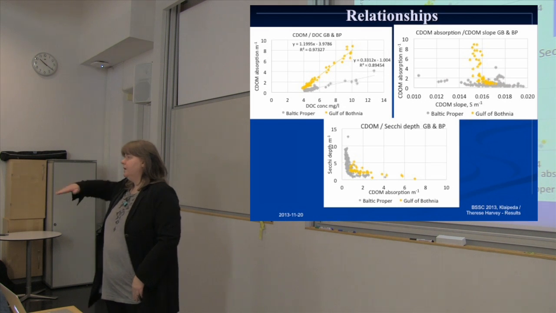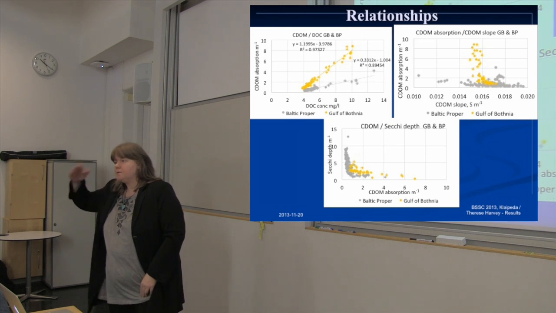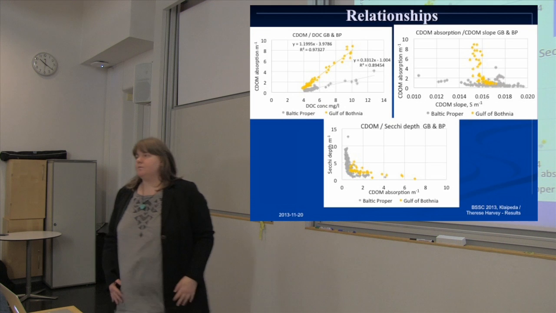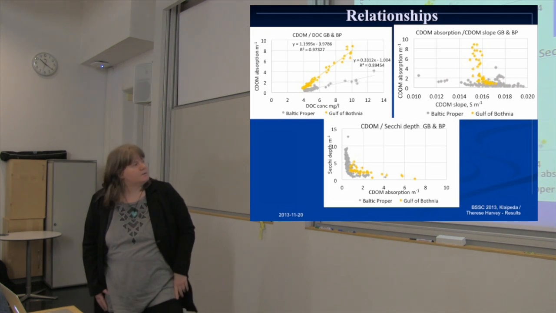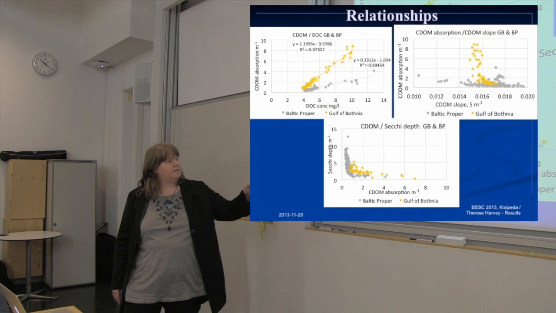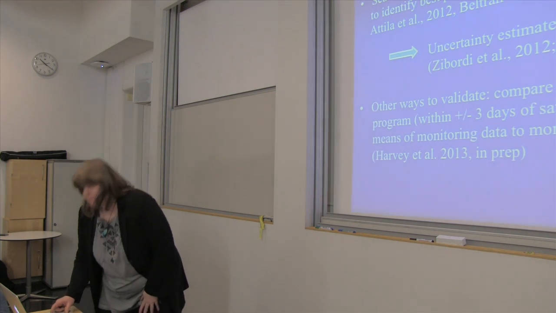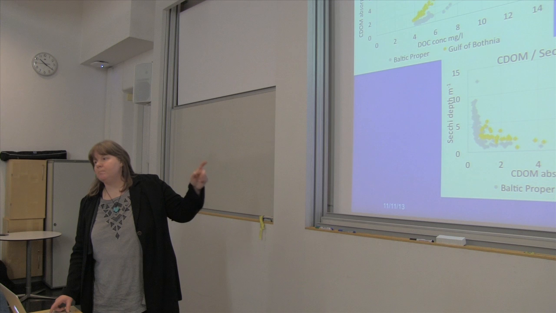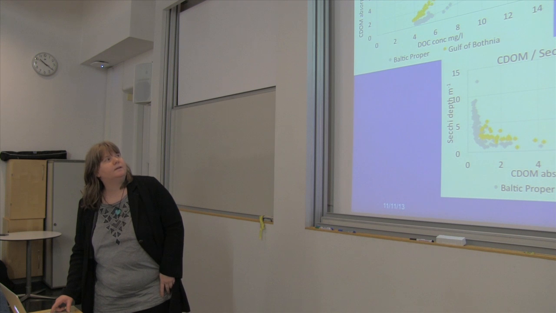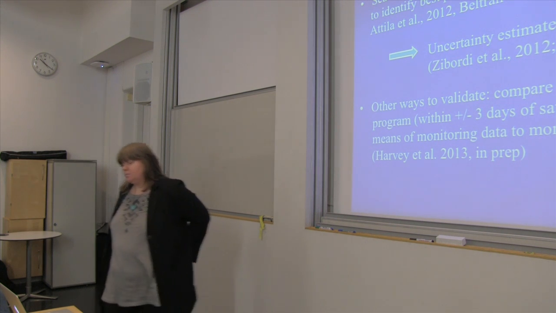It's basically the way when you measure CDOM in a spectrophotometer, it has a certain slope of absorption, and this is also quite different in those different areas. And also we can look at the relationship between Secchi depth and CDOM, which is also different for those areas. But we will work more on this. We have submitted a manuscript for this special issue, and I'm beyond hope that we will get that in there, of course.